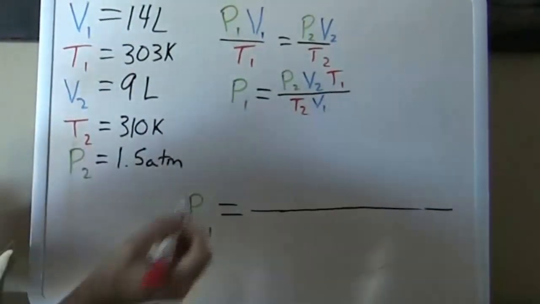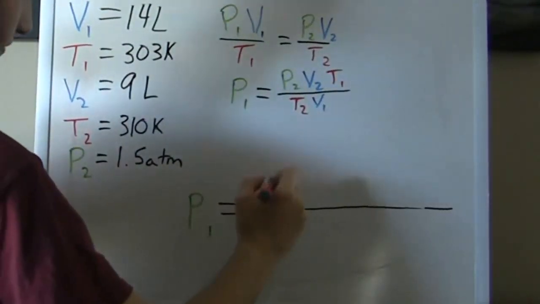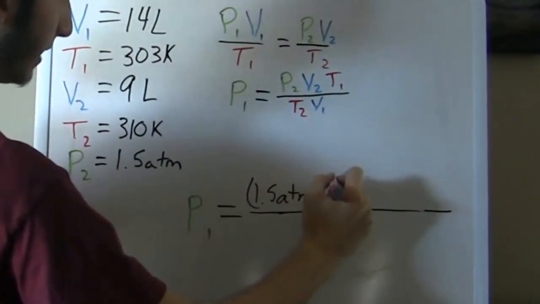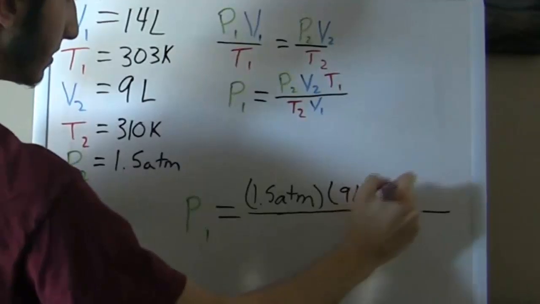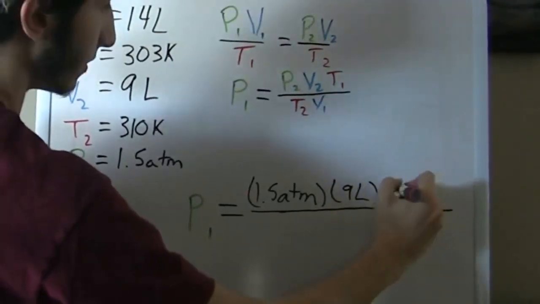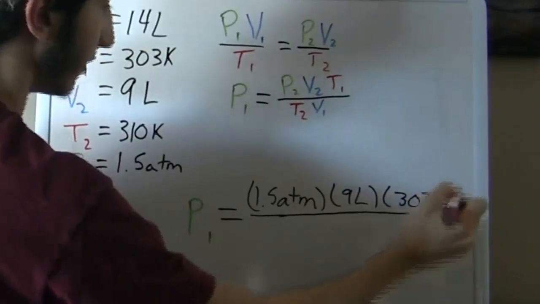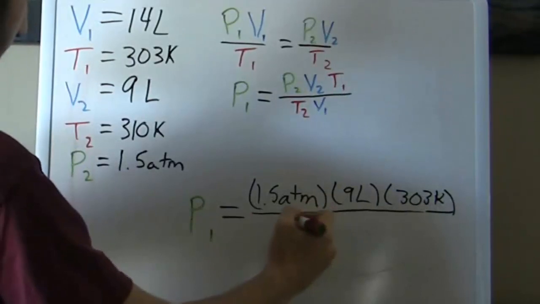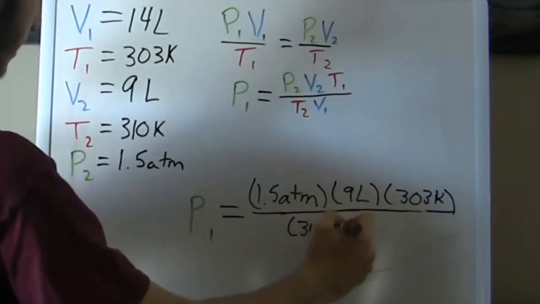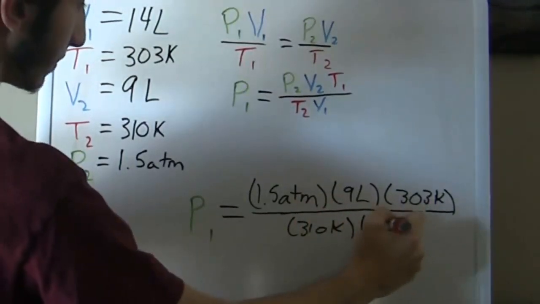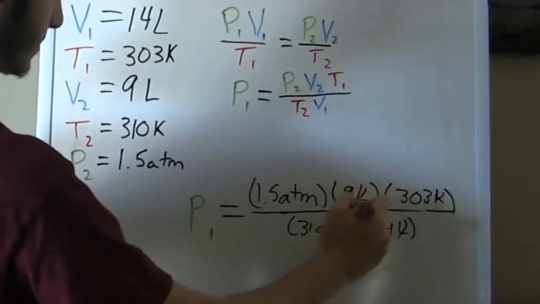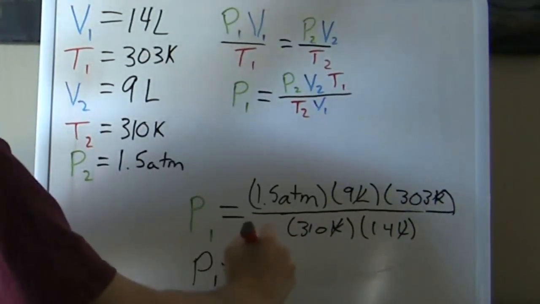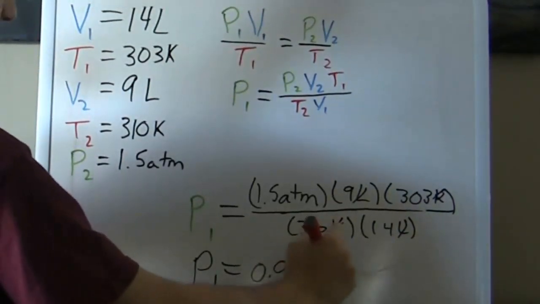So to solve this, we take the final pressure of 1.5 atm multiplied by 9 liters multiplied by 303 Kelvin. All right, and then we take the final temperature and initial volume and we put that on the bottom, 310 Kelvin multiplied by 14 liters. The liters will cancel and the Kelvin will cancel. And in the end, our initial pressure is equal to 0.94 atm.